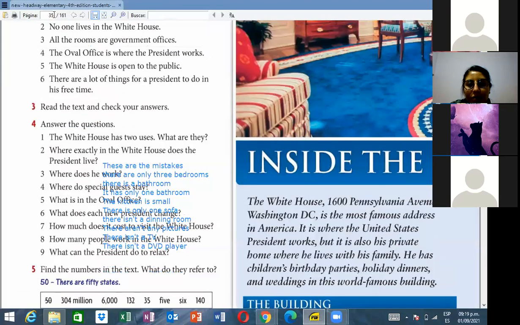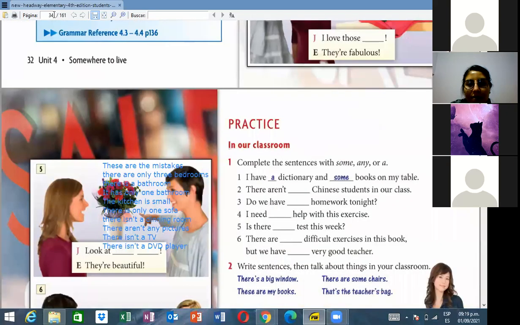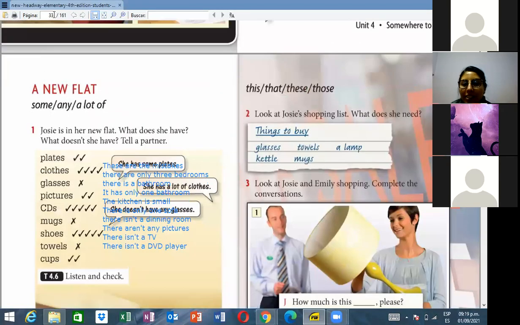We have here. Yes. Exercise number 2. Look at Josie's shopping list. What does she need? Okay, can you see this piece of paper? Things to buy.